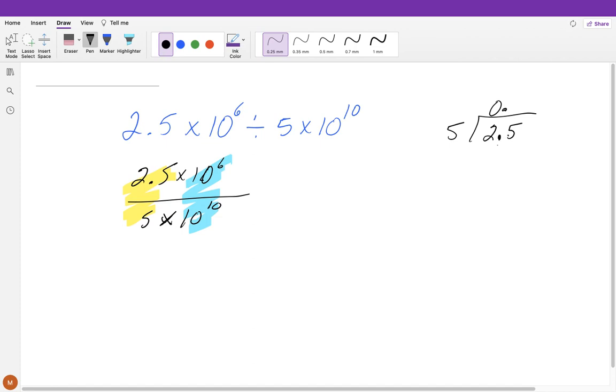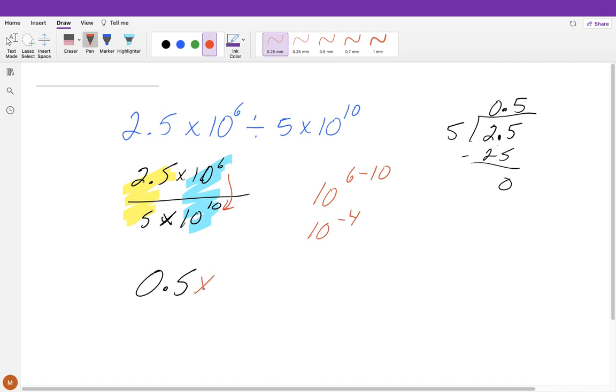So now we're moving to this 0.5 part, so I need to put my decimal, and 5 goes into 25 5 times, with a remainder of 0. So I know that this is going to give me 0.5. Now our rule is, we always do with scientific notation, numerator minus denominator. We don't worry about where there's more at. And then we're going to just go ahead and use our rule where we're subtracting. So 6 minus 10 is going to give me 10 to the negative 4th power. So this is times 10 to the negative 4th.